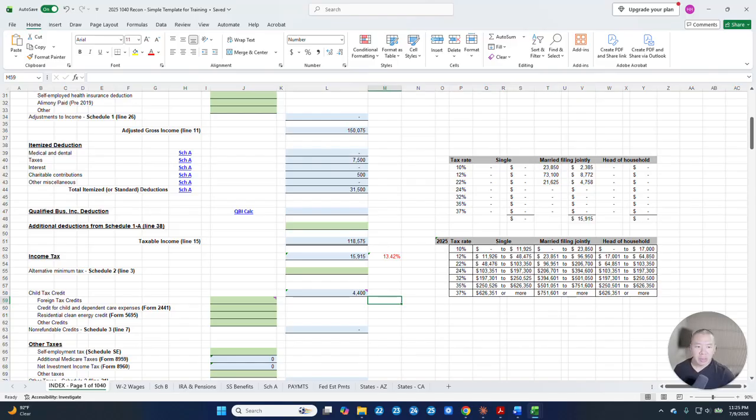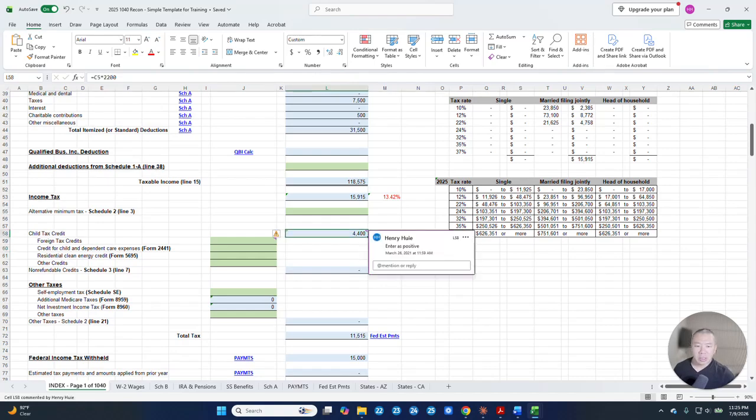So between 0 and 23,850 is going to be taxed at 10%. $23,851 to $96,950, which is the difference between $73,100, is taxed at 12%. And then these amounts are at 22, and obviously that's how the chart goes. So this breaks down what each chunk of money is getting taxed at. The total is still $118,575. So your marginal tax bracket is 22%, but your effective tax rate is 13.42%.